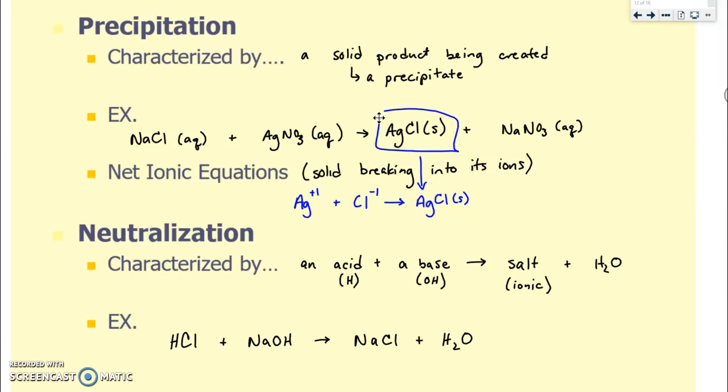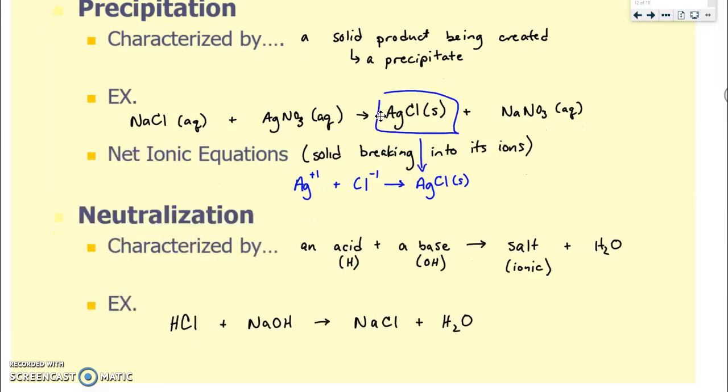The second subgroup of double replacement reactions is neutralization. These are characterized by an acid, which starts with an H, plus a base, which ends in an OH, producing a salt, any ionic compound, plus water. And then I provided you an example below. You'll notice the H, you'll notice the OH, we have salt, and we have water. Let's cover our next reaction type.